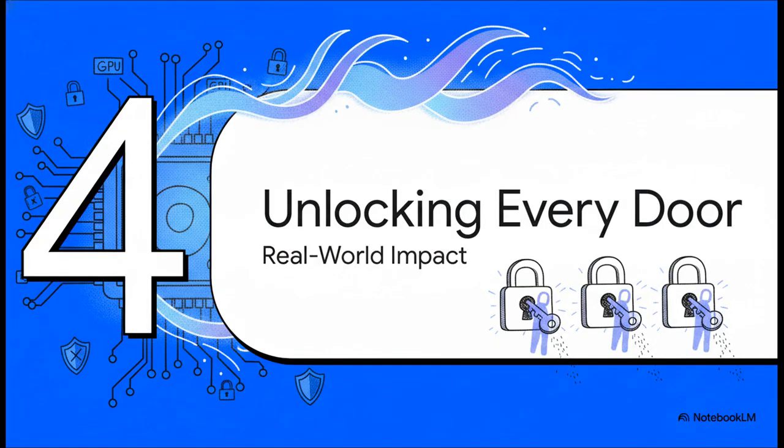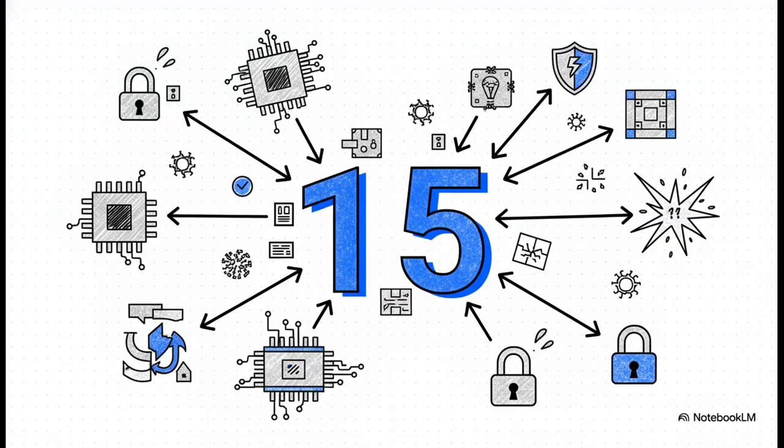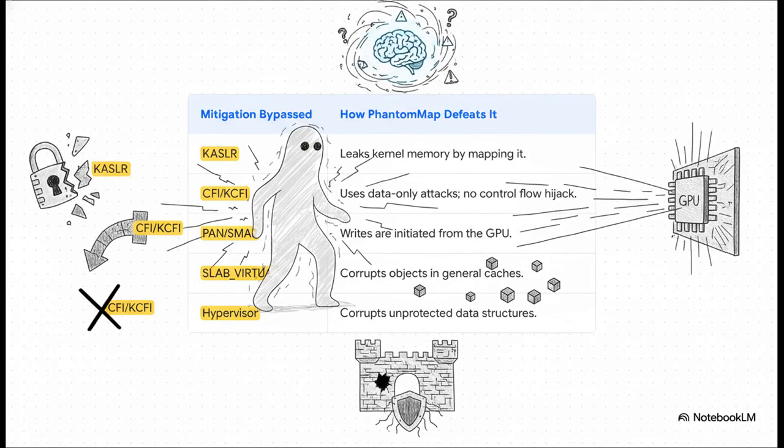Is this just a cool theory for a paper? Oh, not at all. Let's look at what this does to fully patched modern devices out in the real world. Using a custom-built static analyzer, the researchers found not one, not two, but 15 distinct end-to-end exploit chains across different Mali architectures. This isn't just some one-off coding mistake. This is a systemic, architectural problem.